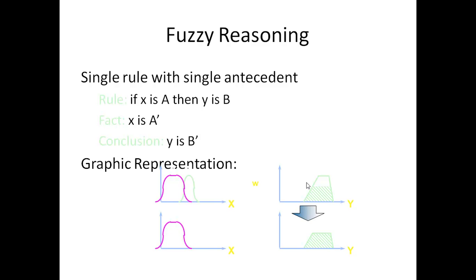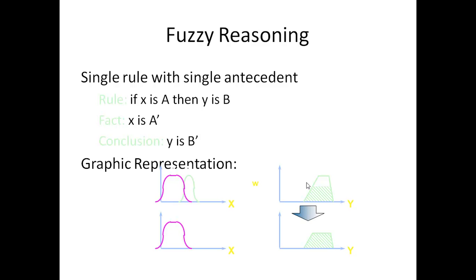Now I'll go to fuzzy reasoning. First we'll go for single rule with single antecedent. If you're applying a rule on a variable, we'll find some conclusion that's known as the consequent, or output, or outcome. The rule is if x is A, then y is B. The fact is x is A, that is given, and the conclusion or finding is y is B.